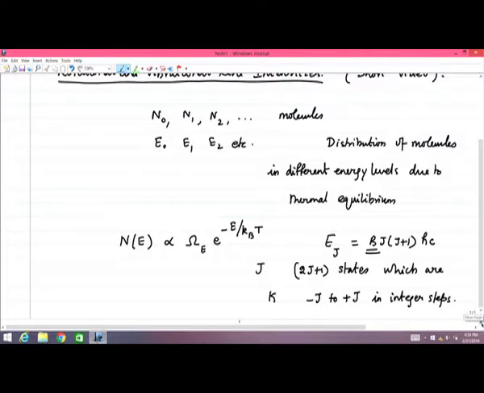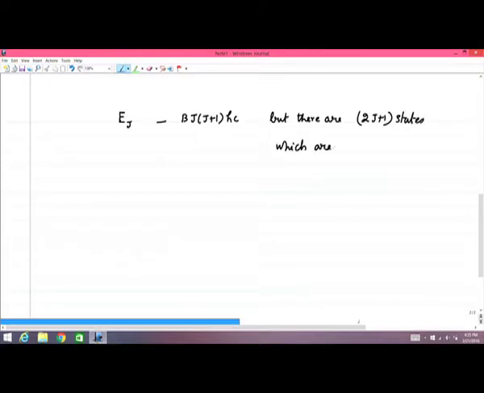Therefore, what you have here is that there is only one energy level, in the sense one energy value, for a given J. So, if you write Ej, it is B J into J plus 1 Hc, but there are 2J plus 1 states which are degenerate, because they all have the same value.